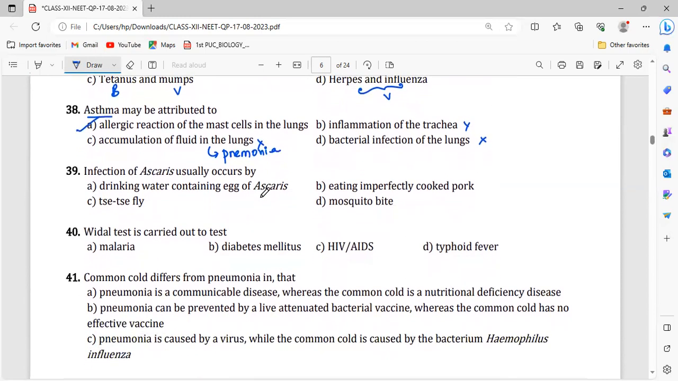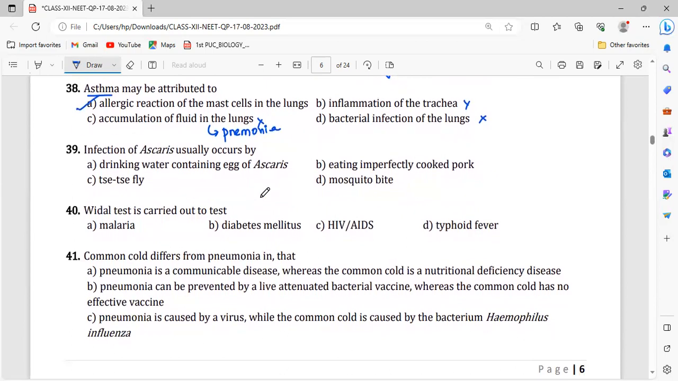Then, infection of Ascaris usually occurs by. The transmission of ascariasis usually happens by contaminated food and water, contaminated in the sense that it contains the eggs of Ascaris. So it is option A. Widal test is carried out to test typhoid fever. All direct questions.